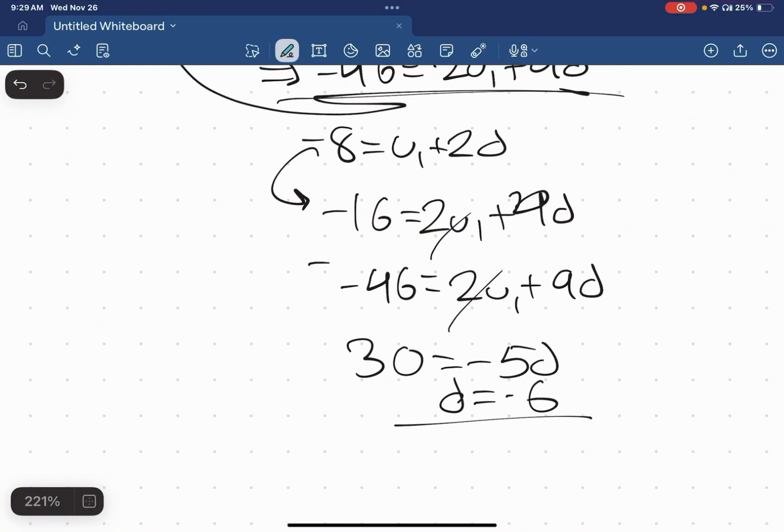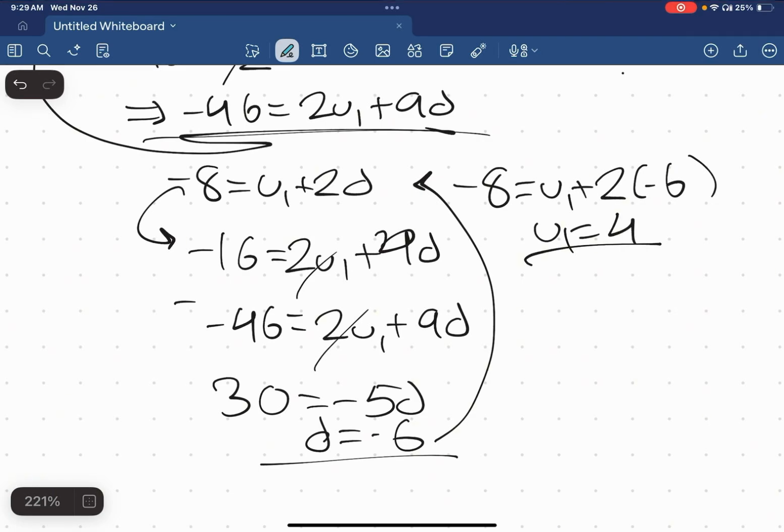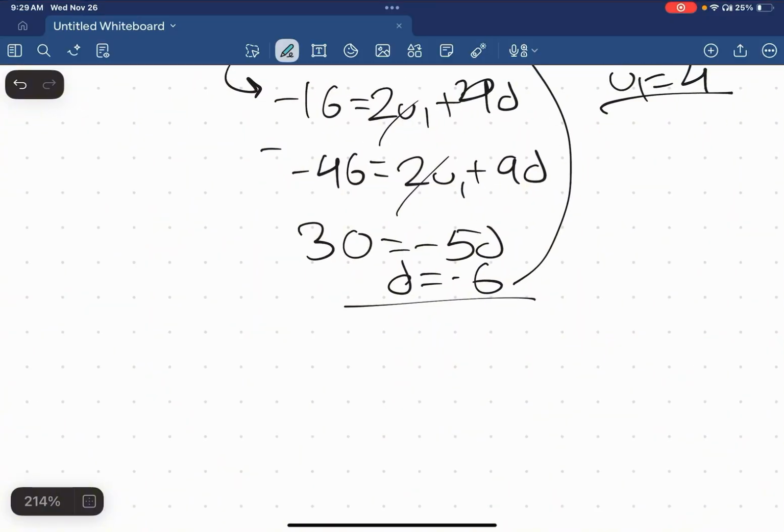Now we just come back over here. This equation, -8 is equal to u1 plus 2 times -6. u1 is equal to -8 plus 12, which is equal to 4. There we go. Okay, but that's only half of the problem.